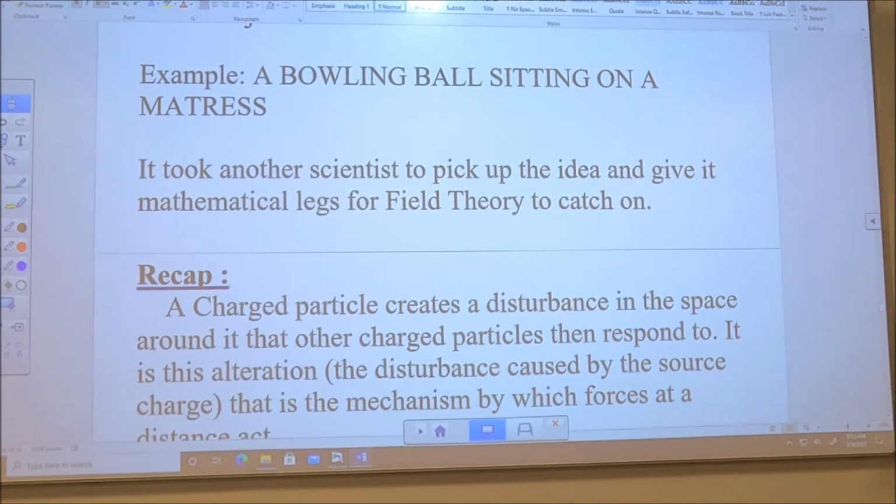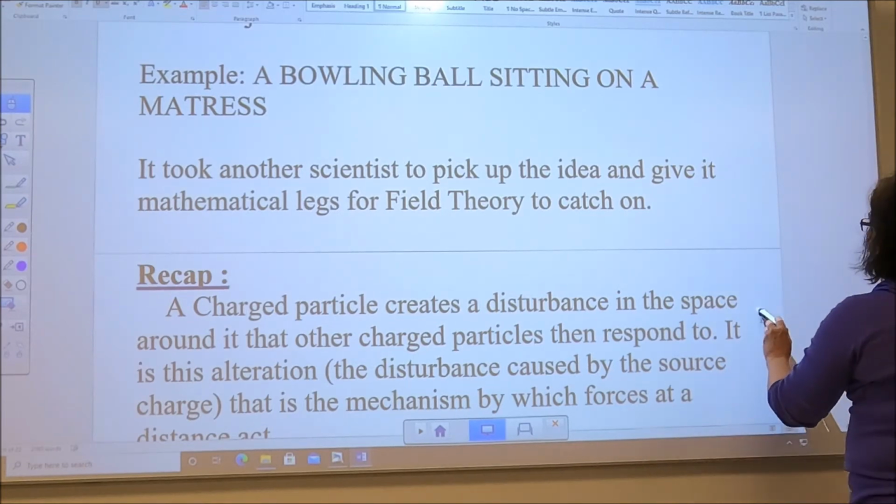It took another scientist to kind of mathematically work out field theory and kind of catch things up. When Faraday first proposed this, and he didn't have the mathematical equations to back it up, a lot of people said, we're not believing anything.